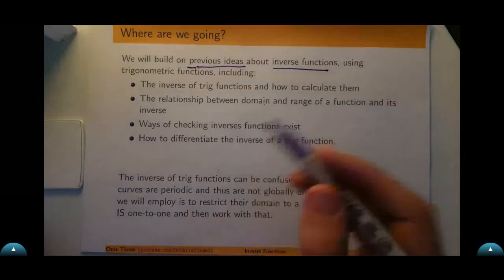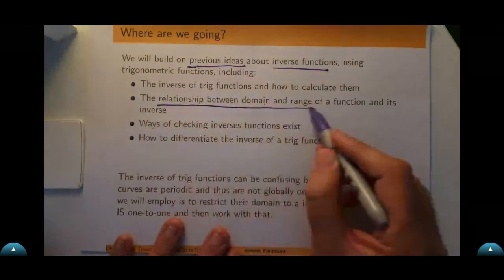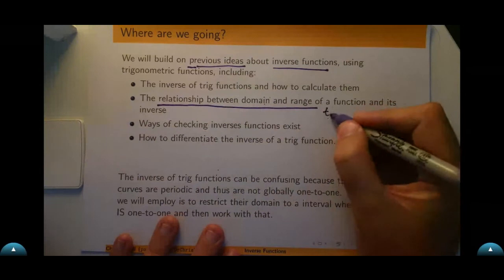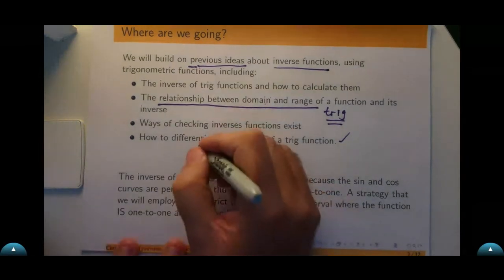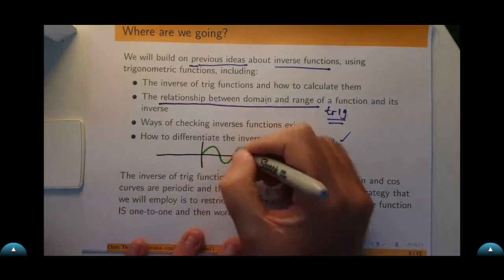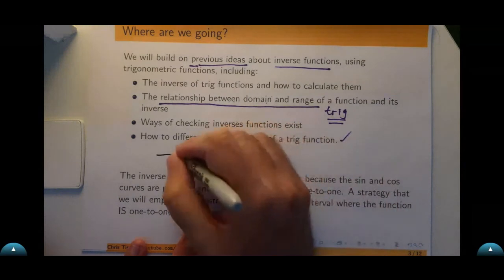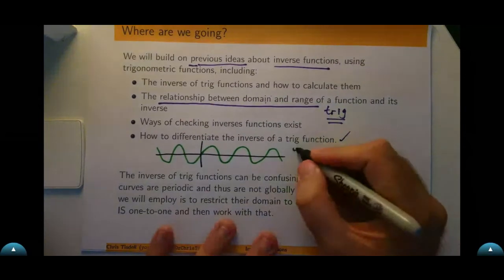And probably the most challenging part in this part is the relationship between the domain and the range of trig functions and their inverses. And we'll be looking at sort of differentiation, okay? So one of the really difficult things with trig functions is the following. If you look at, say, the sine curve, right? So this is like the sine curve, right? It's not a one-to-one function.